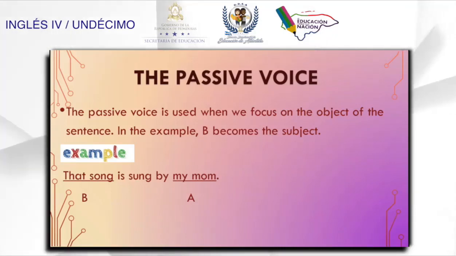La voz pasiva se utiliza cuando nos centramos en el objeto de la oración. En el ejemplo, B se convierte en el sujeto. Esa canción es cantada por mi mamá. Esa canción se convierte en el sujeto.